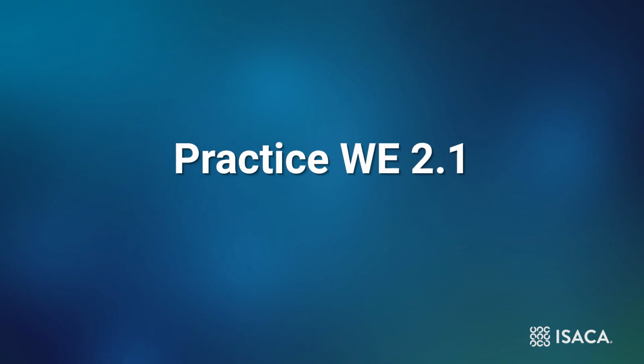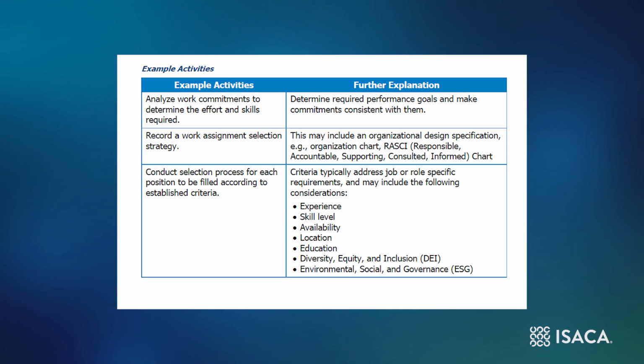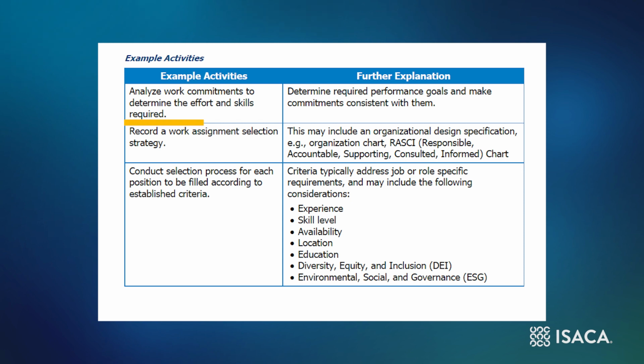The other practices at Levels 2 and 3 build upon this situation. Practice 2.1 in workforce empowerment asks that allocated work assignments are recorded and remain updated. Once again, examining the example activities is insightful. Analyze work commitments to determine the effort and skills required. The needed skills were identified, but now consider the performance goals that will be needed, as this enhances the perspective and places emphasis on identifying the necessary skill sets.